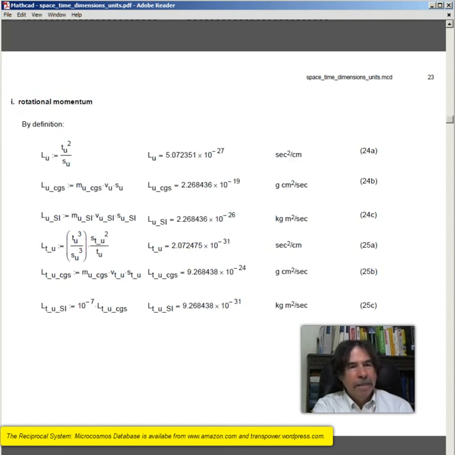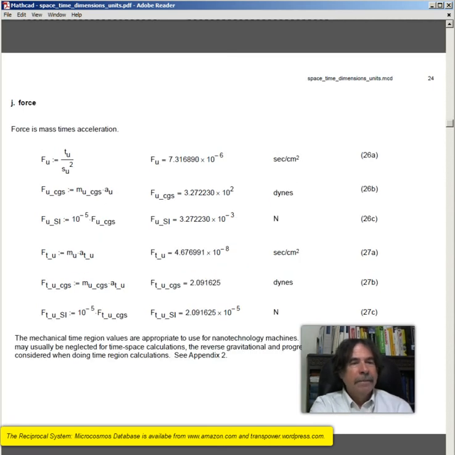Rotational momentum is mass times velocity times a distance, obviously. So you can see here the natural value and then the time-space region value and the time region values. Force is mass times acceleration, or natural units t sub u divided by s sub u squared. So here we have values in seconds per centimeter squared, and then also in dynes and newtons for both the time-space region and the time region.